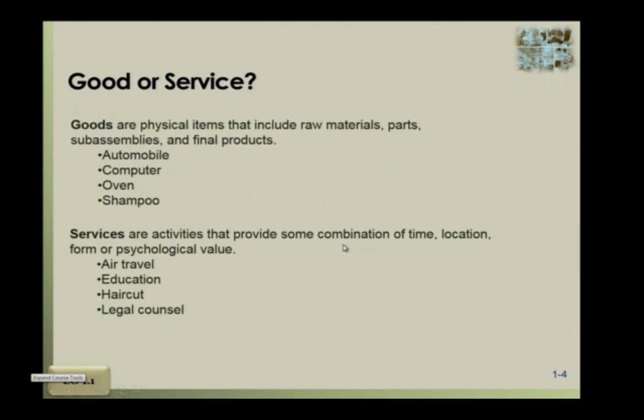And very important to know the difference between goods and services in different dimensions. As many of you know, goods are any physical items that have raw material, parts, sub-assemblies, and final products like automobiles, computers, ovens, etc. Services are activities that provide some combination of time, location, form, or psychological value. So air travel, education, haircut, legal counsel, even restaurants are considered service organizations.